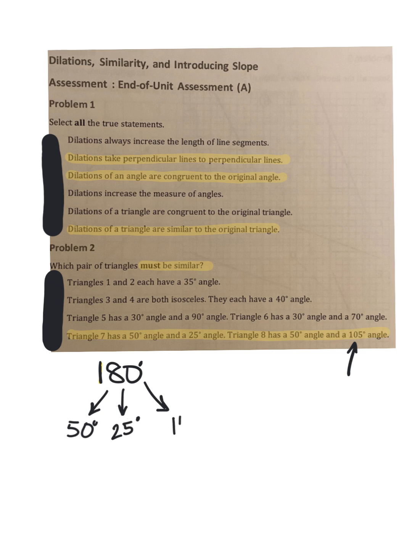So since we know that 2 similar triangles have to have the exact same angles, we can say that triangle 7 and triangle 8 are similar because their 3 angles are the same, right? If it's 180 degrees and you know 2 of the angles, the third one has to be 105 in this case. And for triangle 8, since they gave us the 50 and the 105, we know that the missing angle has to be 25. And therefore, those are the 2 that are similar.